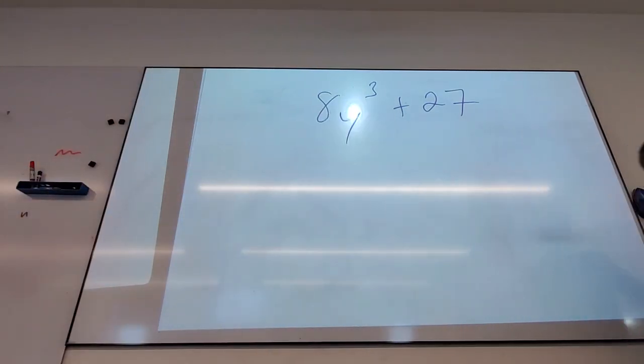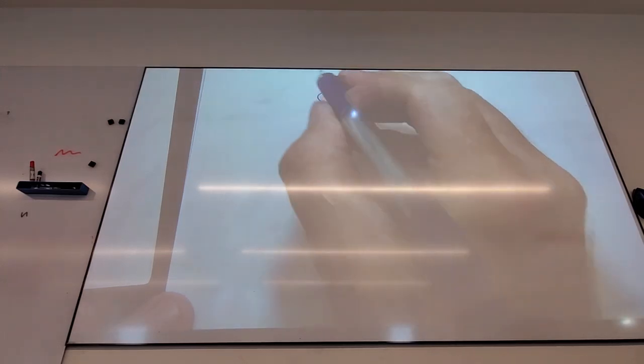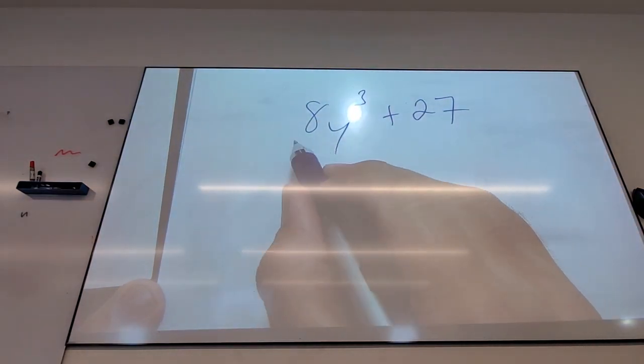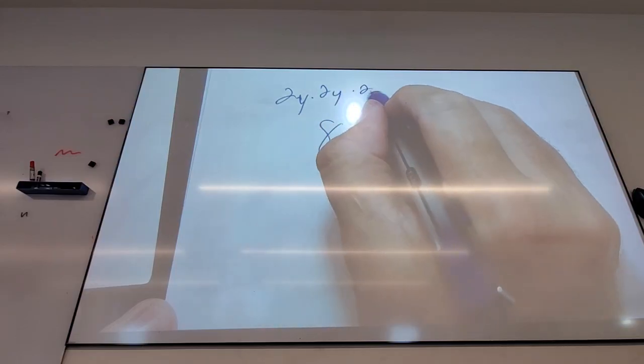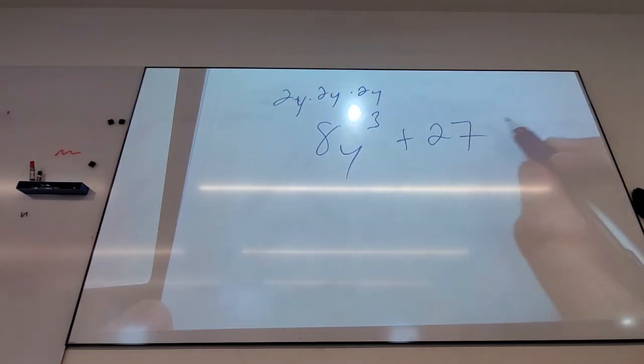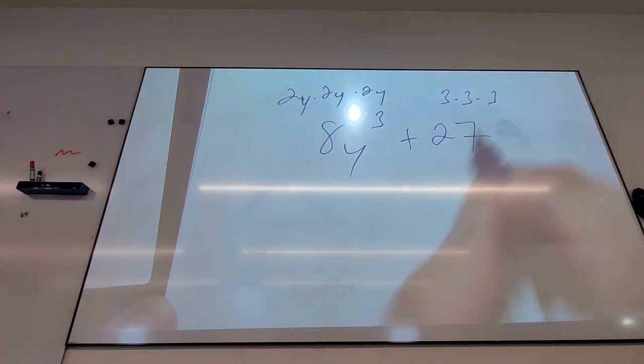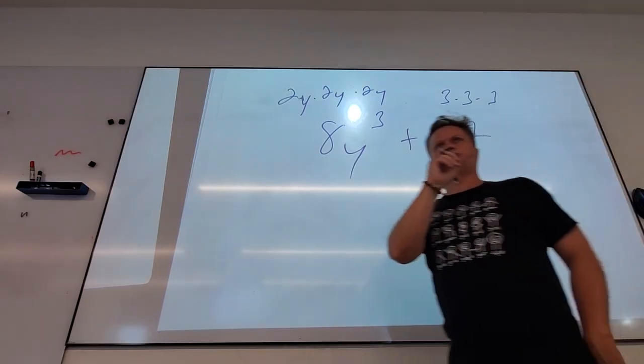Can you break each term up like we did earlier? What's 8y cubed? Break it up. What does it take 3 of to make 8y cubed? 2y. So it would be 2y times 2y times 2y. And of course 27 is 3 times 3 times 3. See how far you can make it. Try to piece this together. Go ahead and try to break this up.